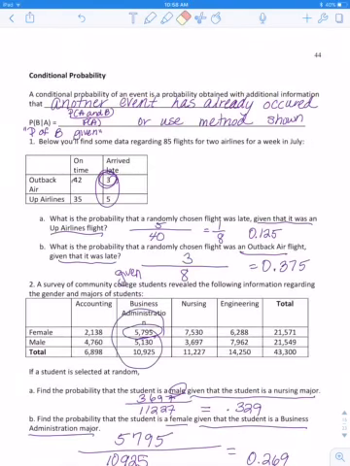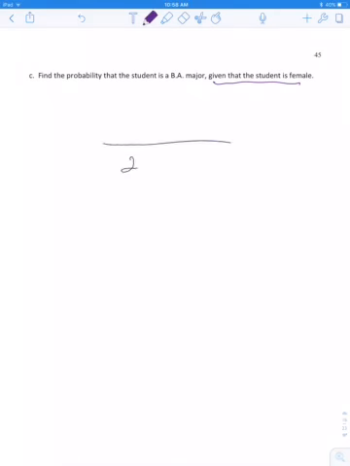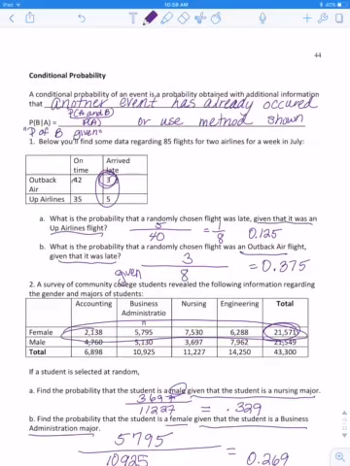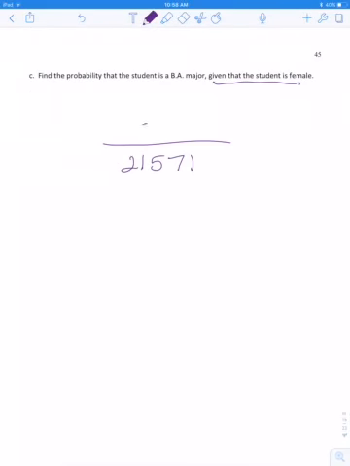And the last one here says, find the probability that the student is a business administration, BA major, given that the student is female. So here we want given that the student is female. So if we go back and look at that table, we're going to take the total number of females. So 21,571. And we want that they were a business administration major from there. So 5,795. And as a decimal, this gives us 0.269.